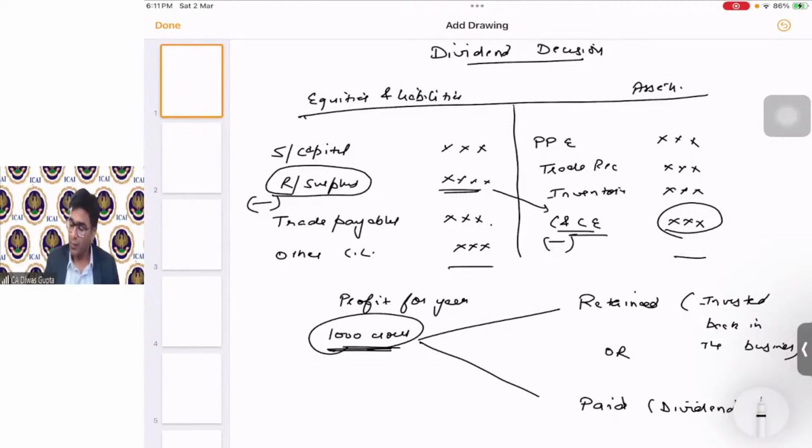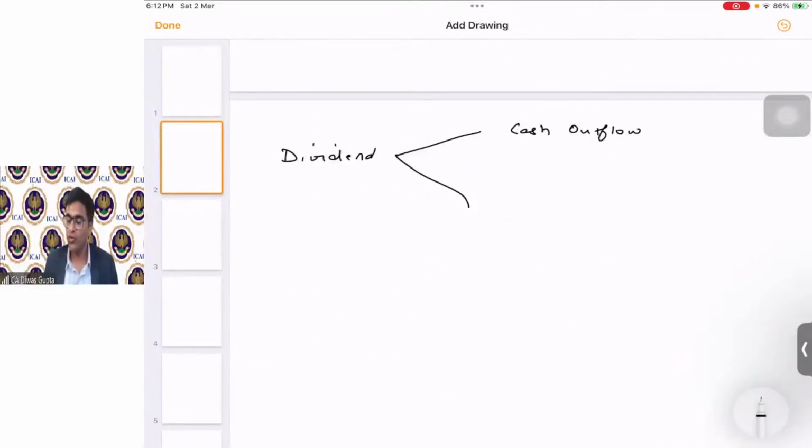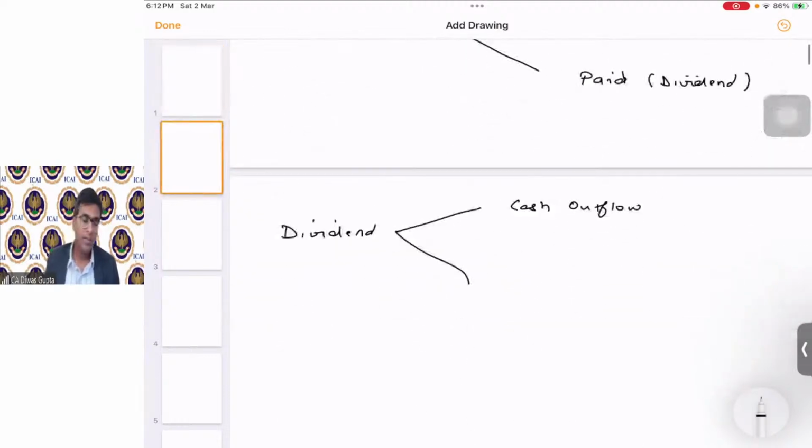Perfect. So that's what I was trying to say, that dividend can be paid in the form of cash outflow. Cash outflow will reduce both the sides of the balance sheet and your balance sheet will become slightly lesser, right? Or the second form can be in the form of bonus shares. So this cash outflow, students, will be in the form of a warrant, ECS, right? Or check, correct? Or let's say an online transfer.